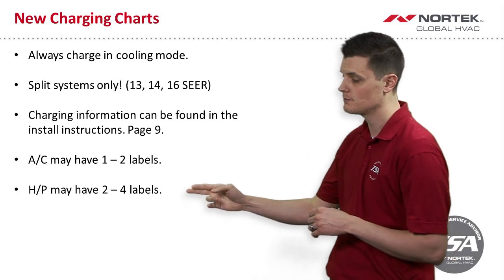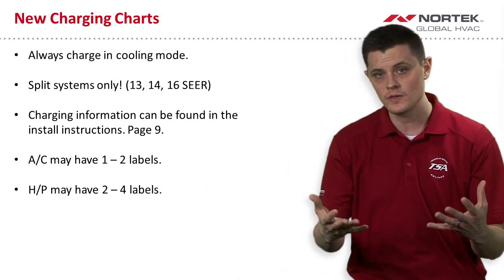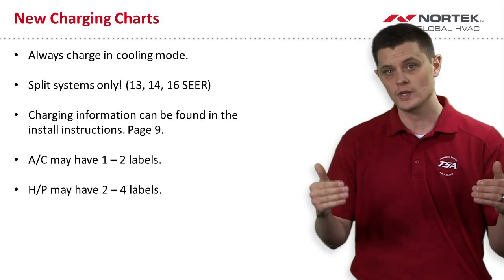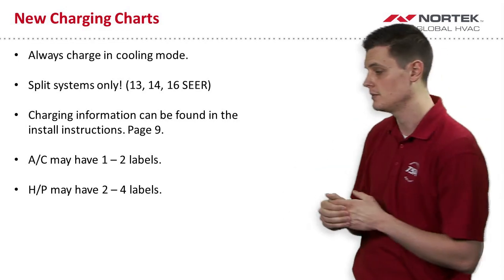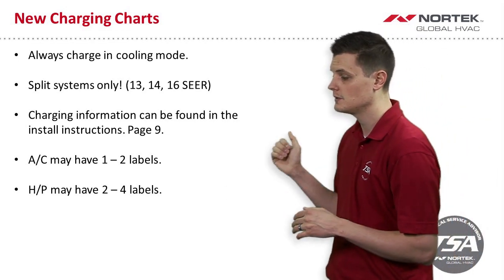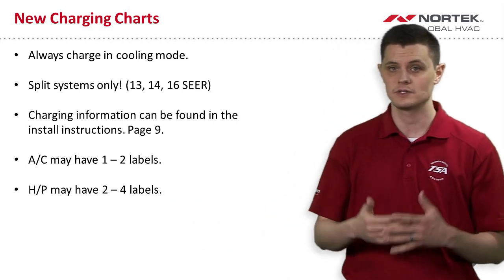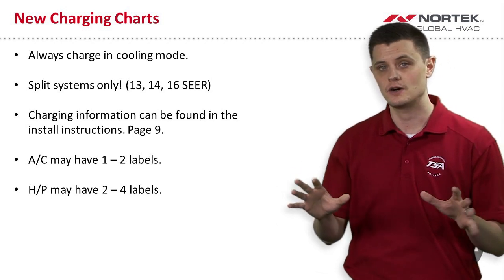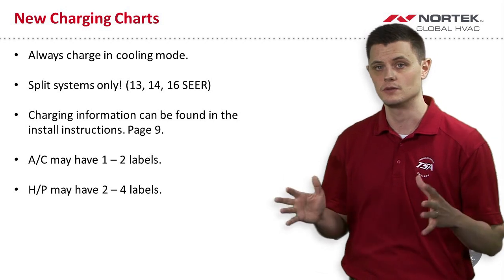The same principle applies to the heat pump, except what you're adding to that is the charging portion when it's cold outside. We'll take a look at a chart here, but depending on your heat pump model, you may have 2 to 4. So you may have a total of 4 charging charts on your heat pump, and that'll determine what your indoor metering device is and what you'll look at.